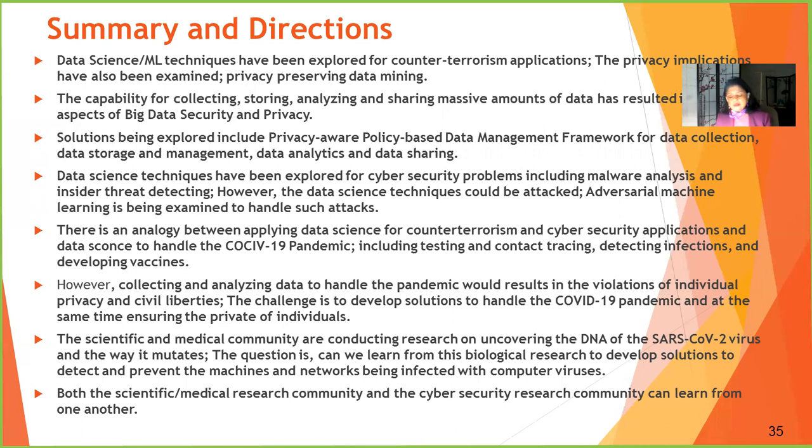The scientific and medical community is conducting research on uncovering the DNA of SARS-CoV-2, which became alpha, beta, gamma, delta, and then Omicron, and the way it mutates. The question is, can we learn from this biological research to develop solutions to detect and prevent machines and networks from being infected with computer viruses? Both the scientific medical research community and the cyber security research community can learn from each other.